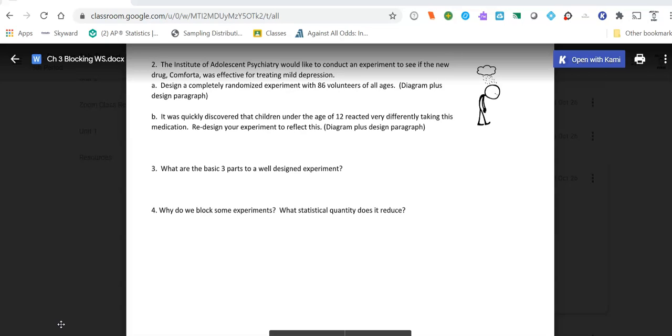And we know the terminology for that. That is called bias. So when we block an experiment, it reduces bias. It reduces the effect of bias in our results. And that's a very powerful thing.